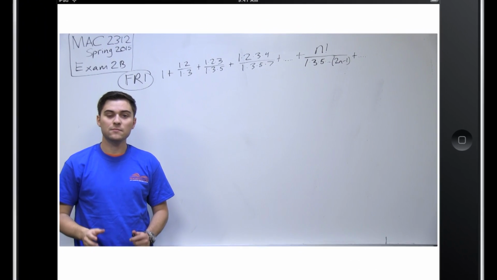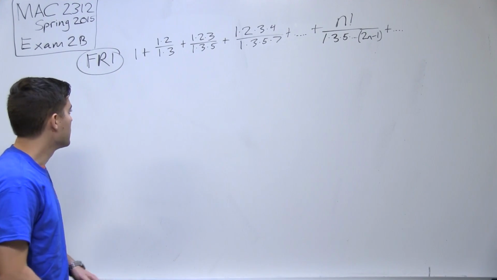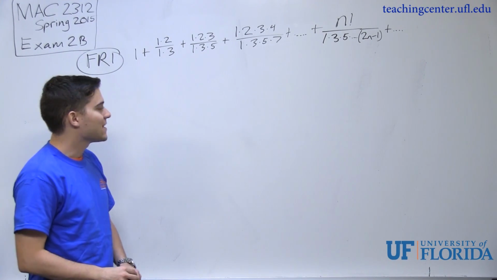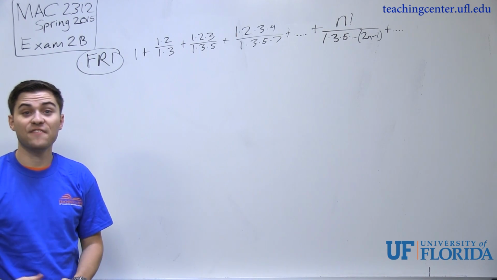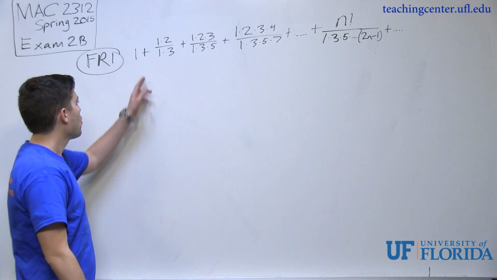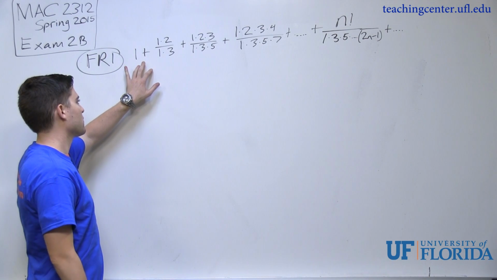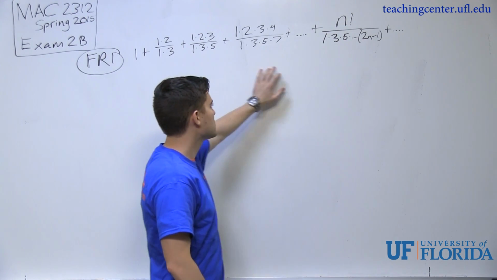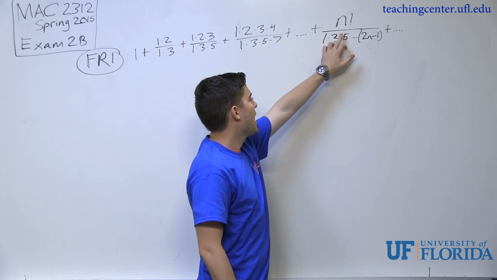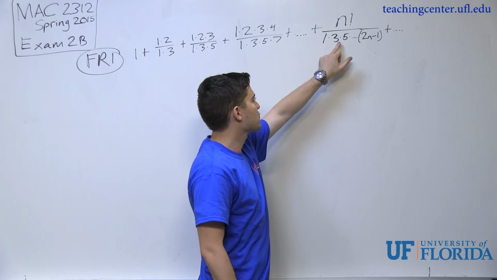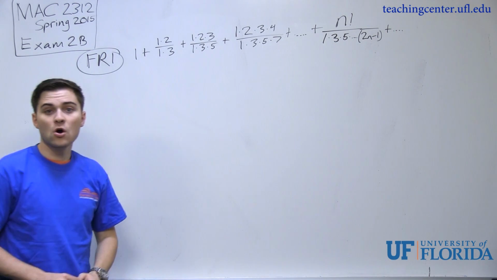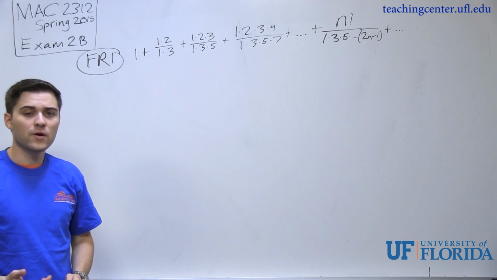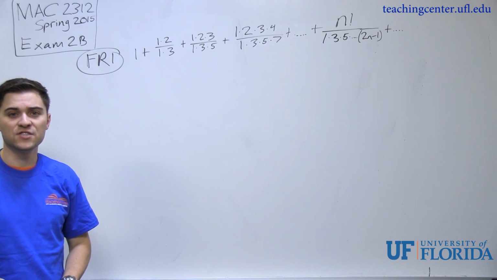So, exam 2, free response number 1. Free response number 1 gives you a series and it says find convergence of the series if it exists. So, we have this very odd looking series where it expands out a bunch of terms and we end up with n factorial over 1 times 3 times 5 to the 2n minus 1. So, we need to go ahead and figure out if we can prove convergence or divergence of this series.